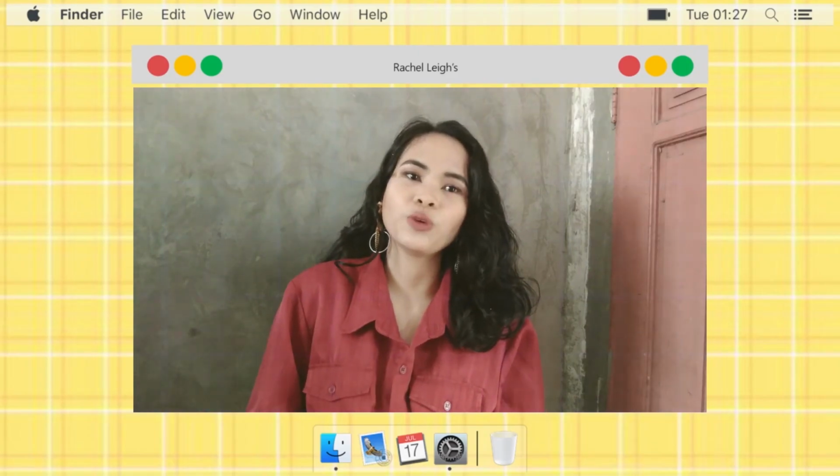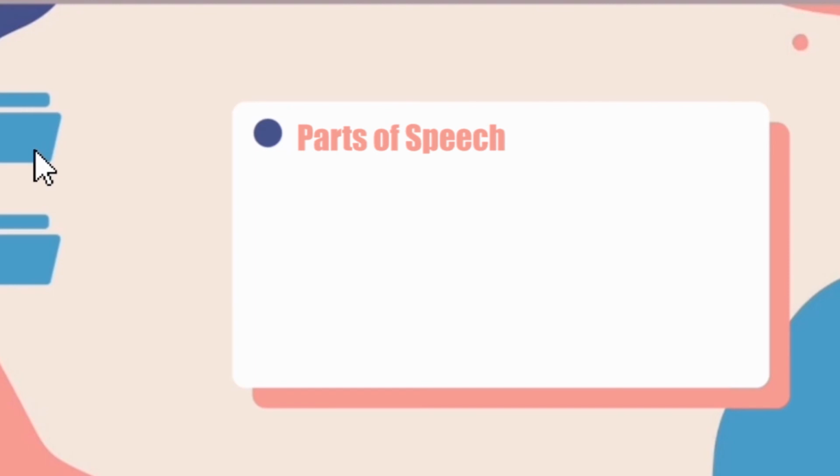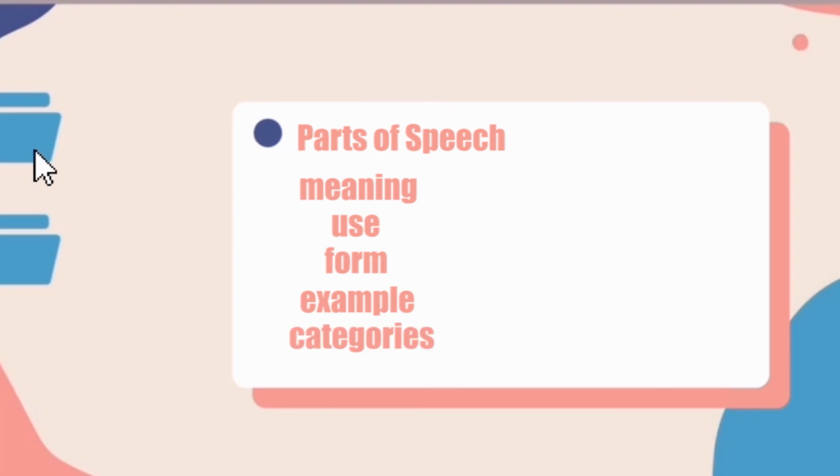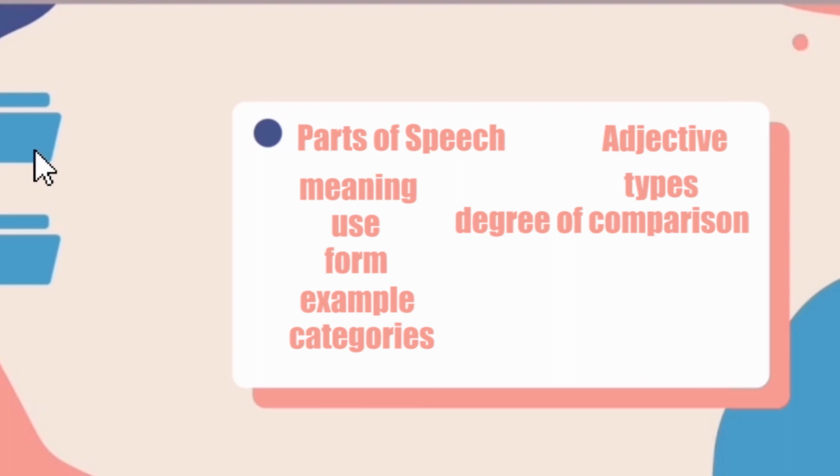So for today's video, we discussed parts of speech, its meaning, use, form, and also its examples. And also we discussed its categories and adjective as one category. We also discussed types of adjectives, degree of comparison, and the order of adjectives.